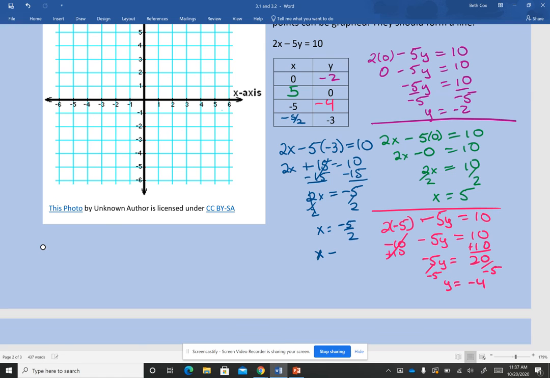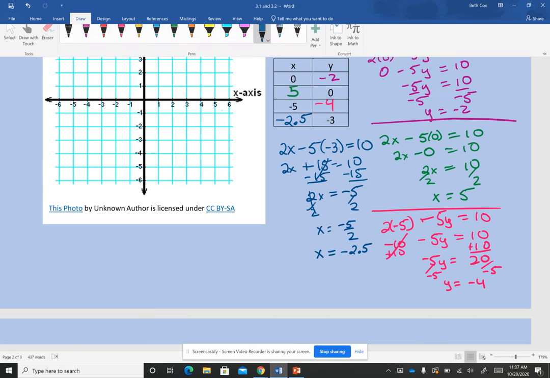Now, when doing fractions, we might want to change it to a decimal so we can graph it better. So that would be a negative 2.5. Okay, so I'm going to change that to negative 2.5. All right, and so now let's graph these.